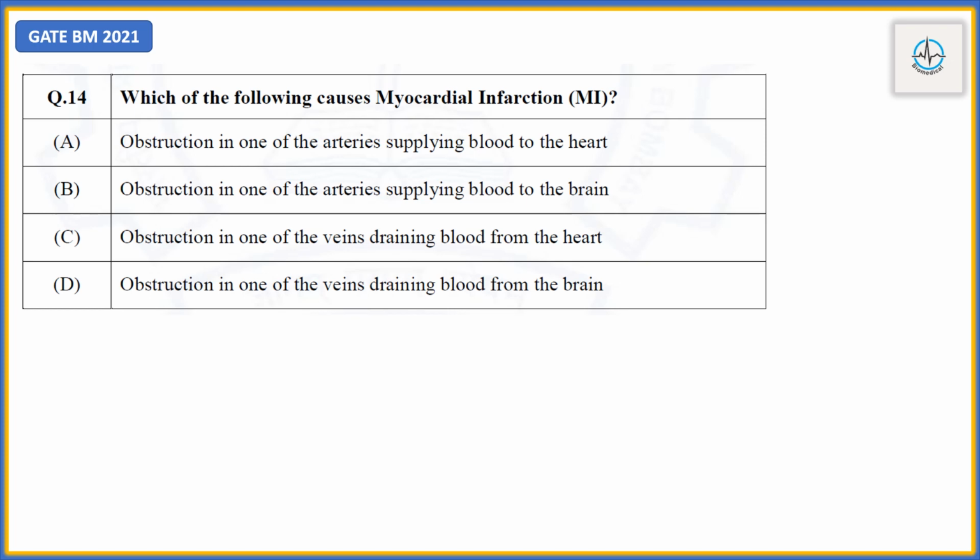The next question is, which of the following causes myocardial infarctions? Myocardial infarctions are related to the heart, so it cannot be related to the brain. So if you see the options, option B and D are related to the brain: obstruction in one of the arteries supplying blood to the brain, obstruction in one of the veins draining blood from the brain. So we can eliminate these two options directly. Now we have two other options, A and C.